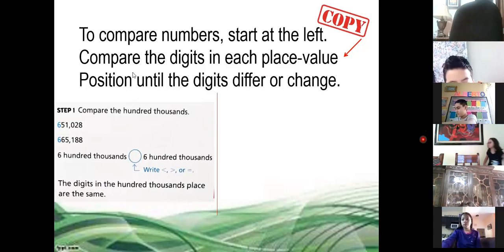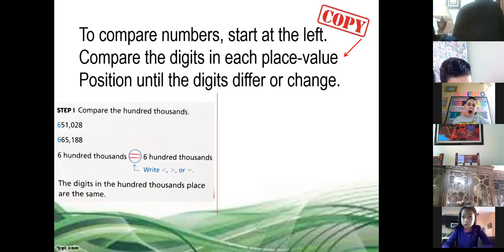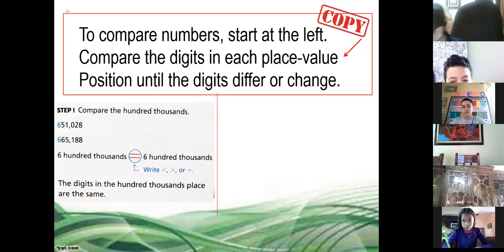Miss, do we have to copy step number 1? No, you don't have to copy the steps. Just copy this, the first part. This is in your book. You have this information in your book. Equal. They are equal, that's right. So we write equal here. You already have this in your book, so you don't have to copy the steps. You only have to copy this. Just this, you have to copy.